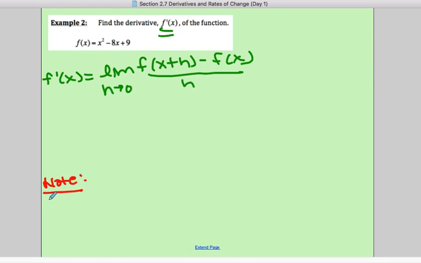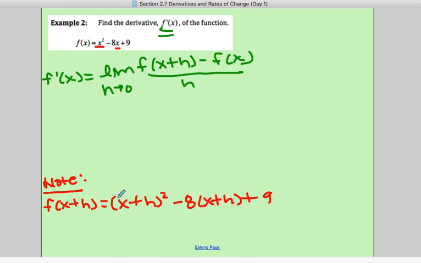Come back and fill it in. So I got to find f of x plus h equals, so wherever there's an x, and now here there's 2 of them, I'm going to write x plus h squared minus 8 times x plus h plus 9. So in order to handle x plus h squared, remember, we got to write it twice and FOIL it.